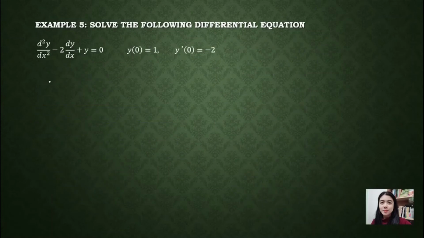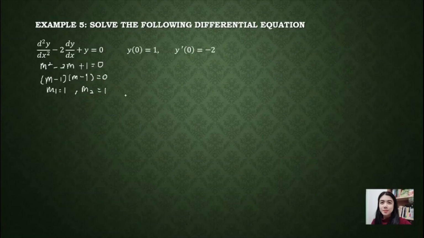Okay, let's just solve the fifth example. So just change the derivative into the m. So you have m squared minus 2m plus 1 equal to 0. And you factor this one, you have (m minus 1)(m minus 1) equal to 0. And your value of m1 is 1. Your value of m2 is also 1.